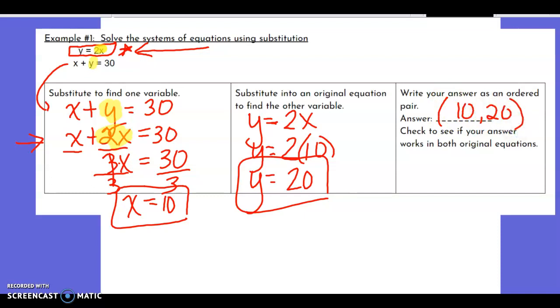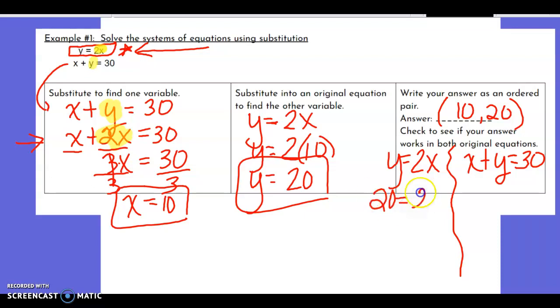Now, just as with graphing, we can check our ordered pair to see if this solution is correct. I'm going to go back into each of the original equations, y equals 2x and x plus y equals 30, and replace the x with 10 and the y with 20. Let's start with the first equation, y equals 2x. If I put 20 in for y and 10 in for x, is that true? Is 20 equal to 2 times 10? Yes, because 2 times 10 is 20, so that checks.